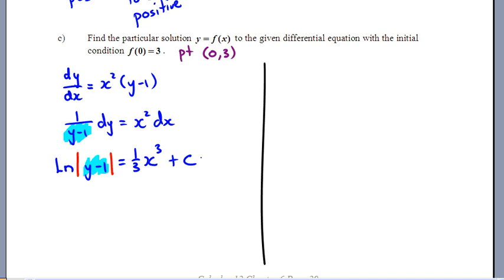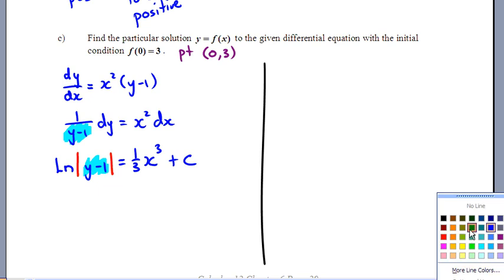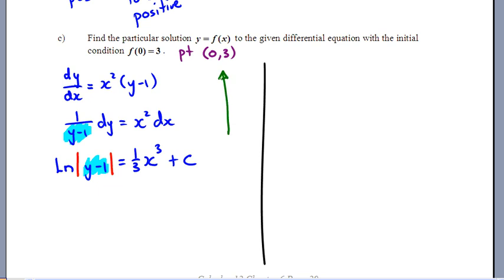Okay, at this point, this is neat. We can actually decide if we want these absolute value bars or not. We can see based on this point right here. We've got one point in our story where y is equal to 3. Let's see if these absolute value bars are doing anything. If I put this in here, like 3 minus 1, oh, that's just the absolute value of 2. We don't need the absolute value bars.